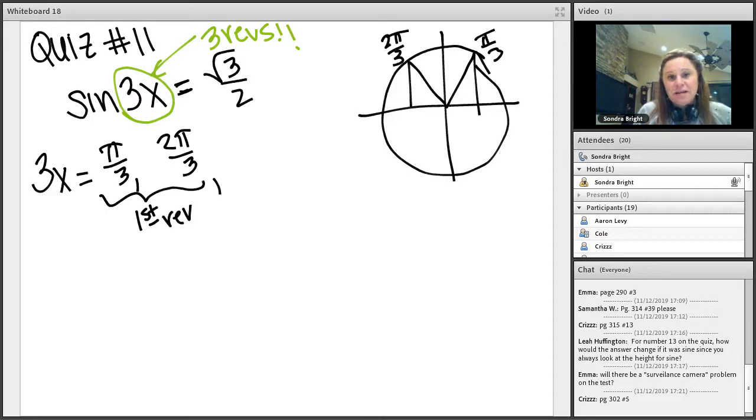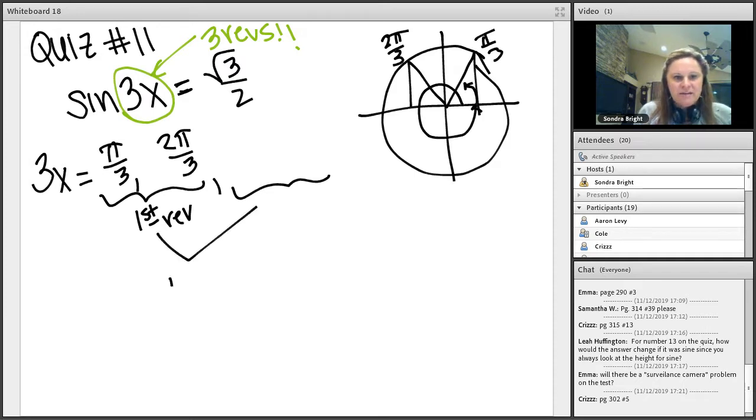Now, on the second revolution, you're going to be going all the way around, so 2 pi, and then plus another pi over 3. So what you're going to do is add 2 pi to both of these angles to get the second revolution, the angles when you go around the second time. Adding 2 pi is the same as adding 6 pi over 3, so that's a 7 pi over 3 and an 8 pi over 3.